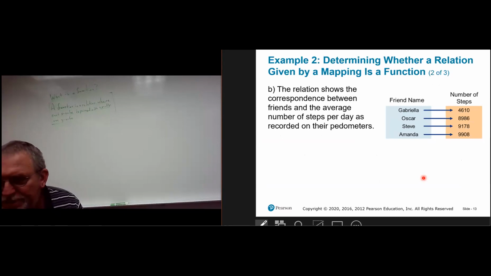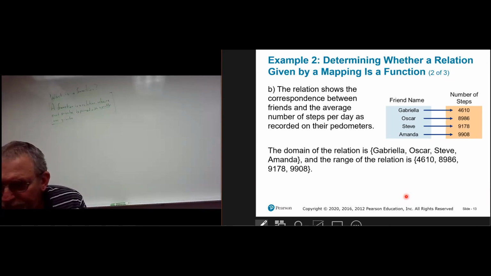Is this a function? Yes or no? That's the main thing I'm concerned about. Yeah, I see one head nodding. Yes. And yeah, the names are the domain, and the number of steps is the range.